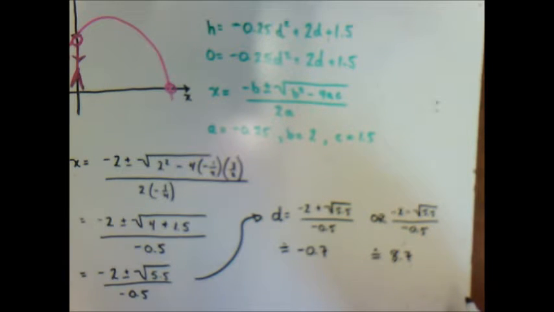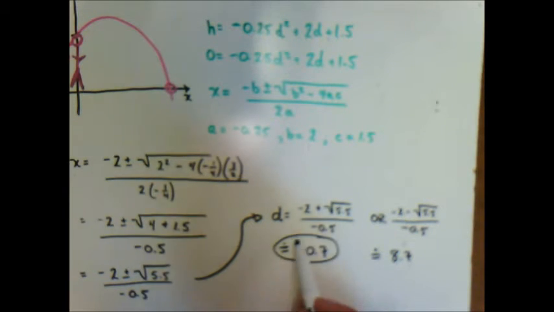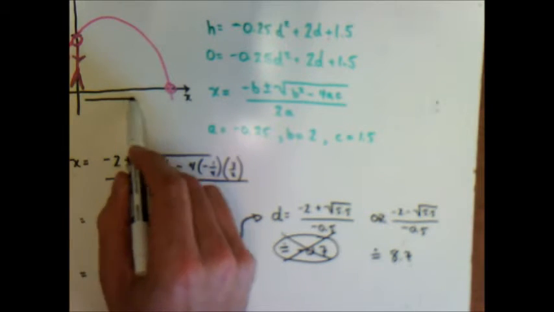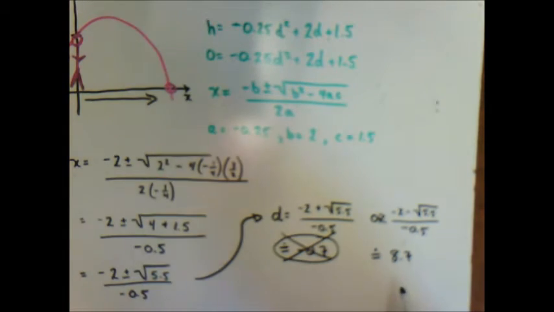Now remember, our question was how far has the ball traveled horizontally when it lands on the ground? Well, it wouldn't make much sense if we had a negative value for the horizontal distance traveled before it lands on the ground. We're clearly progressing here in a positive fashion. So the final answer is the basketball has traveled a horizontal distance of about 8.7 meters when it lands on the ground.